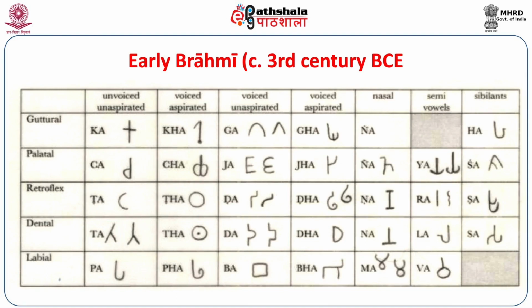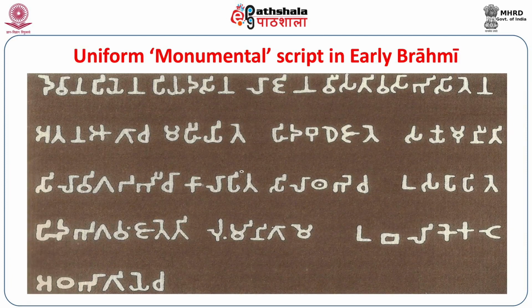And the structure of the early Brahmi shows that this was the uniform monumental script of the Ashokan period, of which the general structure looks like this. This is the famous Rumindei pillar inscription of the time of Ashok, and here one can see the monumental uniform characteristic of early Brahmi that actually characterized the entire gamut of Ashokan inscriptions in the 3rd century BC and continued throughout the 2nd and the 1st century BCE.